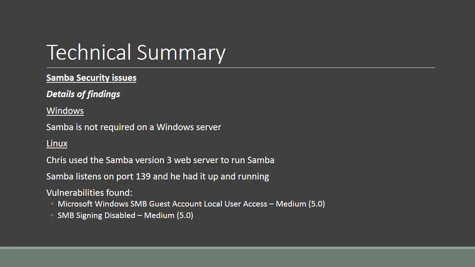Samba security issues. For Windows, Samba is not required. For Linux, Chris used the Samba version 3 server to run Samba. Samba listens on port 139, and he had it up and running. And the vulnerabilities found were Microsoft Windows SMB guest account local user access, and SMB signing disabled.